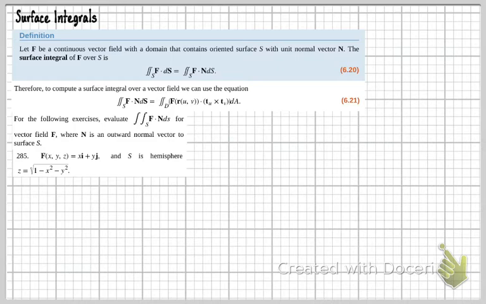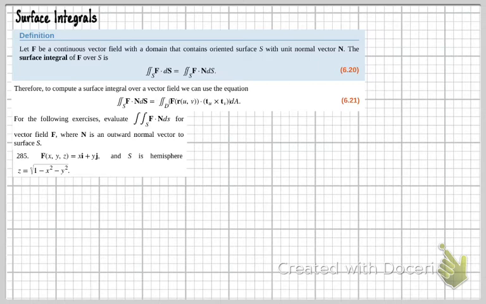cross t_v dA. Okay, and it says below, for the following exercises, evaluate the double integral of F dot n dS for vector field F, where n is an outward normal vector to the surface. So this outward normal vector, that means it has to be pointing out of the surface. That vector has to go in that direction, that normal vector.